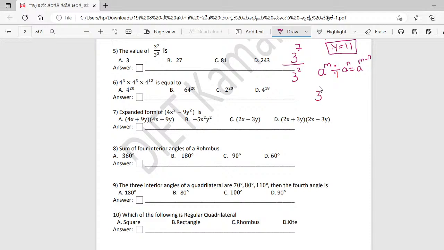So 3 to the power of 7 minus, what is the denominator power? That is 2. So 7 minus 2 gives the answer 3 to the power of 5. But you can see there is no option with 3 to the power of 5. They have given some values for it: 3, 27, 81, 243. To get this value, we're going to expand our value. We got 3 to the power of 5, so expand 3 to the power of 5.